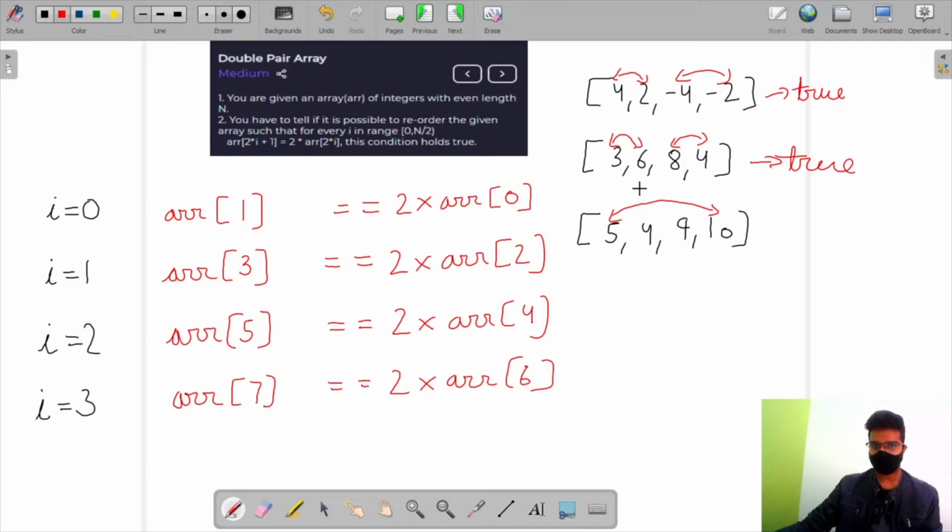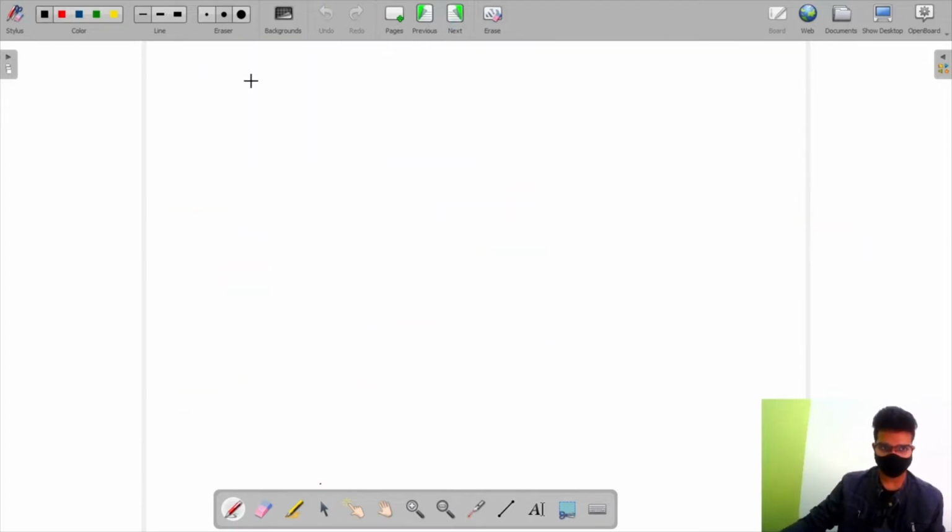Now we get a 4. But we can't pair up a 4, right? Because the value that is left is 9. It's not 8. So we can't pair this up. 4 double doesn't exist, as well as 9 double doesn't exist. So we simply return false. Okay, so this was our question. Now let's analyze it better, let's understand the question better.